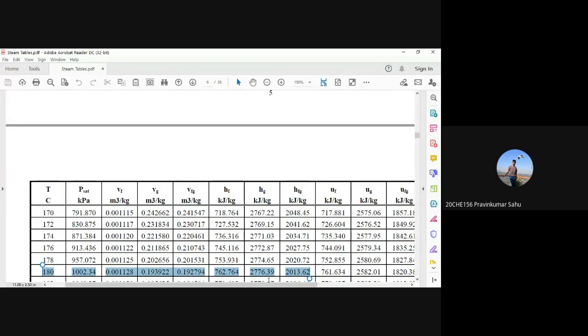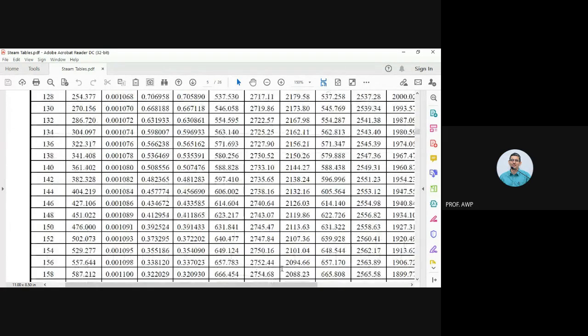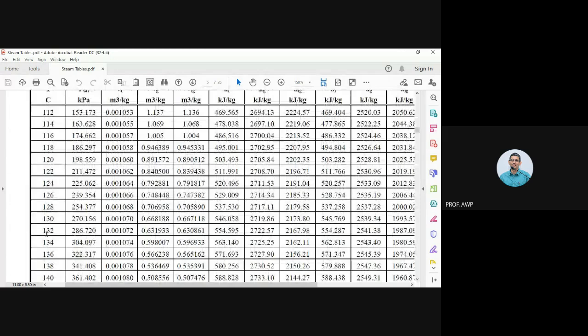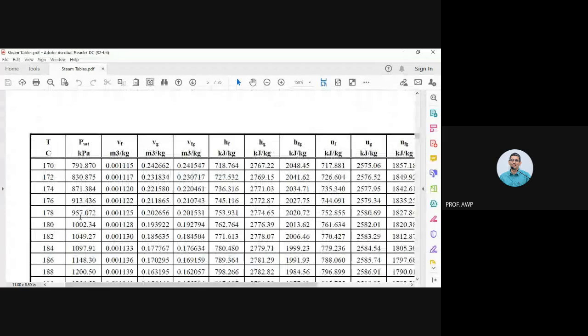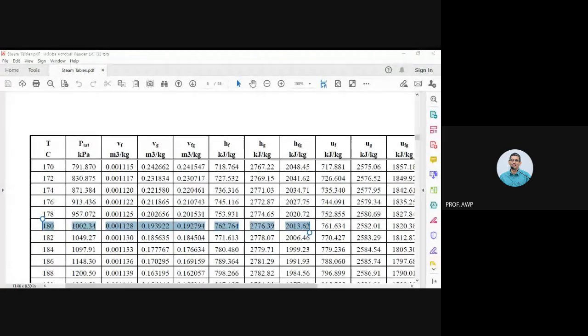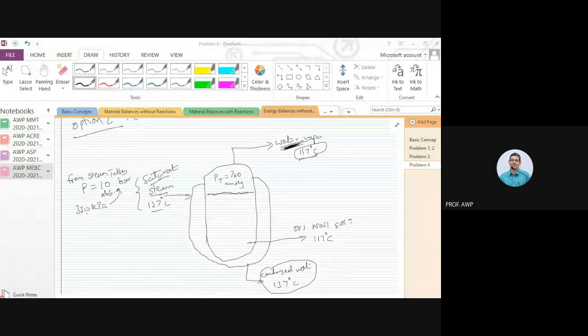Sir, the lower one, the 137. Sorry, I think it's not 2727. It is 136, I should look at things properly. HFG was 2156. 2156 versus 2013, right? Is that okay? Yes, sir. So now tell me whether you want to increase pressure or reduce pressure. Sir, then reduce pressure. But if I reduce pressure, what will happen to the temperature at which I am supplying steam?